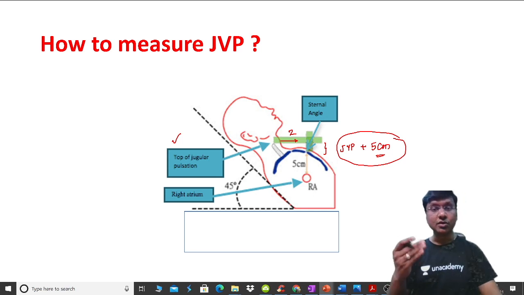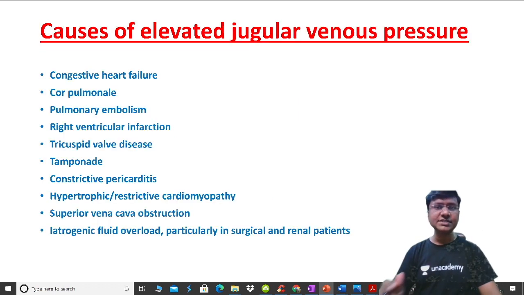And let me tell you all the conditions where the JVP will be elevated. These are the conditions: congestive heart failure, where you have both right and left heart failure. Pulmonary hypertension, where you have right ventricular dilatation with or without right ventricular failure. Pulmonary embolism, right? There will be increased afterload on the right ventricle causing right heart failure, causing elevated JVP. Right ventricular infarction, tricuspid valve disease, particularly tricuspid stenosis and even tricuspid regurgitation as well.